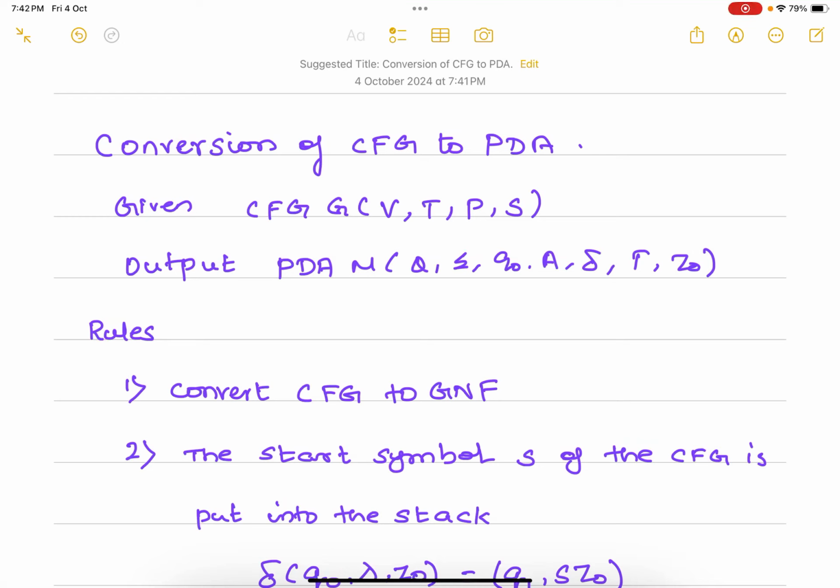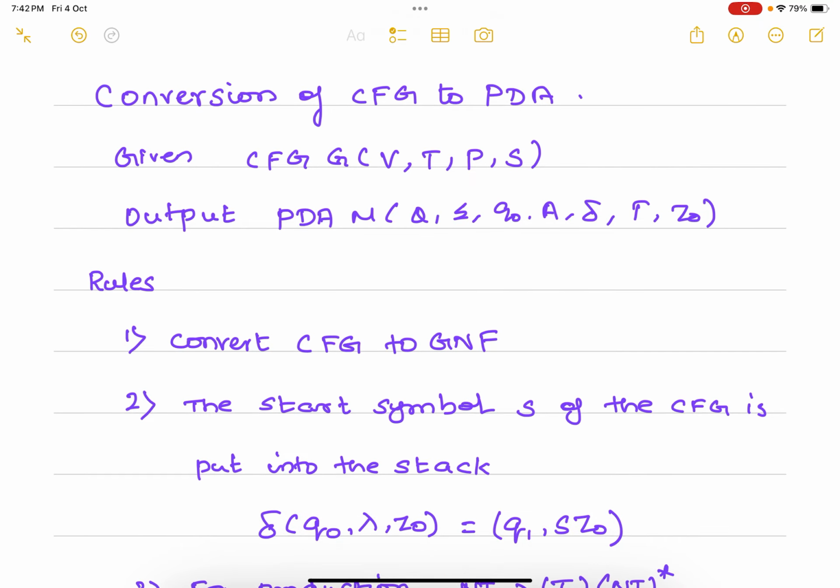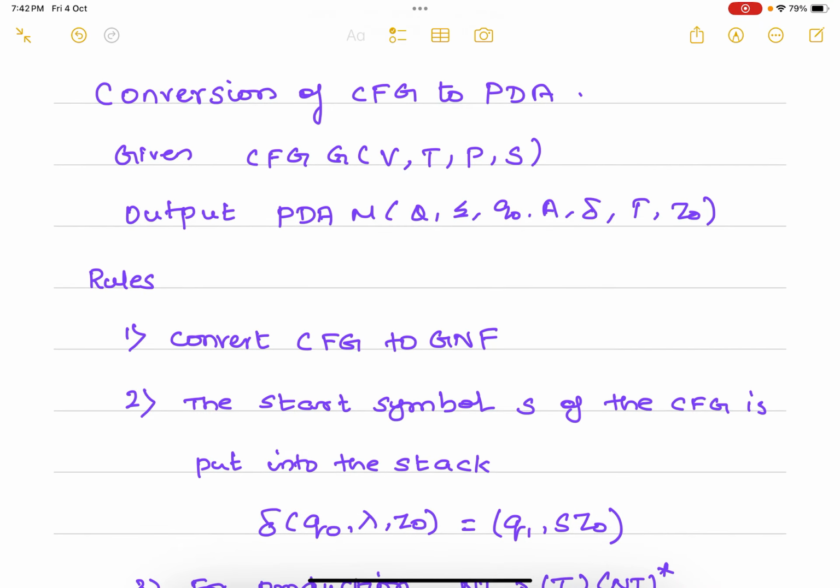Conversion of context-free grammar to push-down automata. We will be given a context-free grammar. We have to convert it to its equivalent push-down automata. That is, the language accepted by the context-free grammar should be equal to the language accepted by the push-down automata.